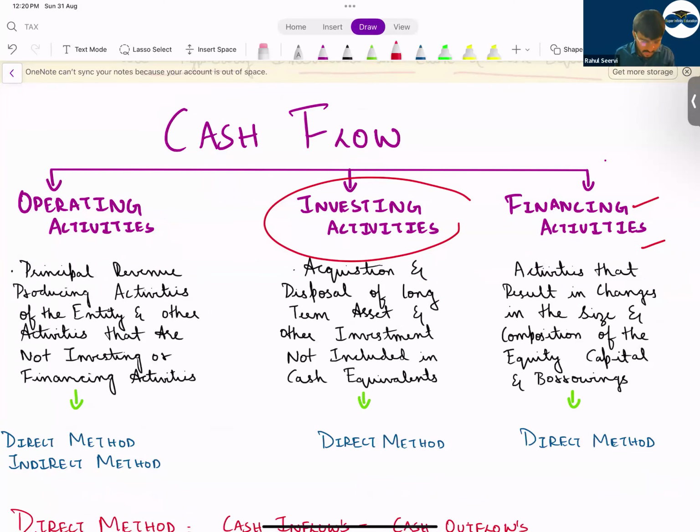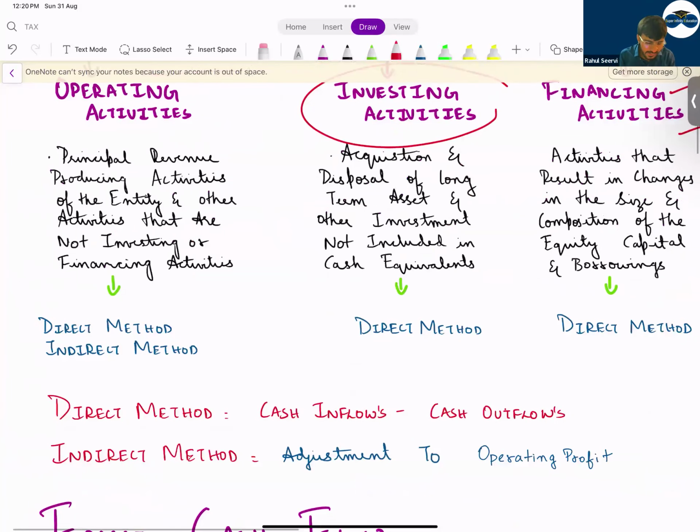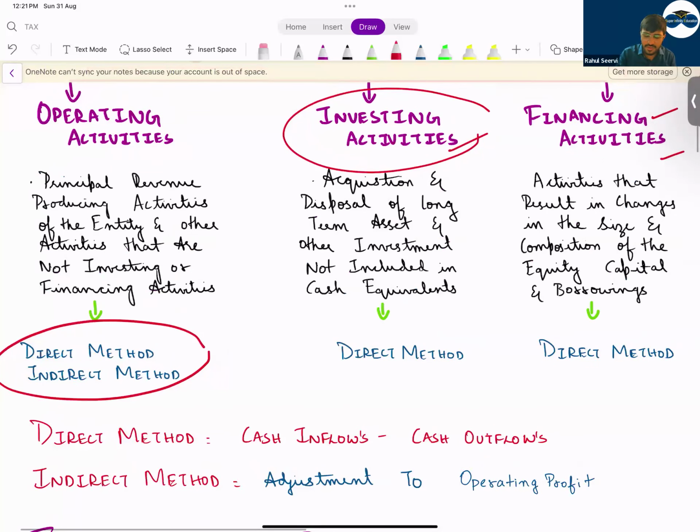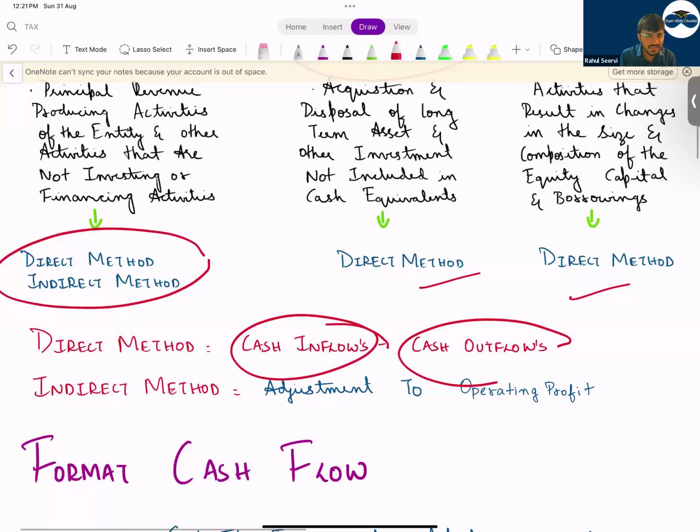Now chalo, see here, for the operating category you have two methods, direct method and indirect method. For SBR, the indirect method will be tested. For investing activities and financing activities, direct method. So what does direct method mean? Cash inflow minus cash outflow. And for the indirect method, we will start our calculation from what?